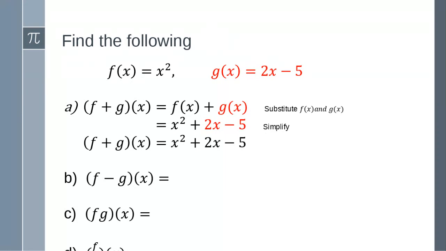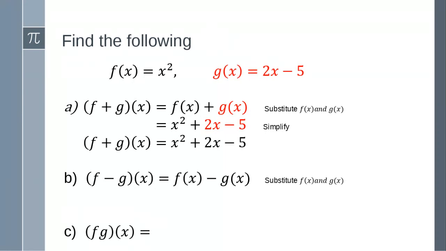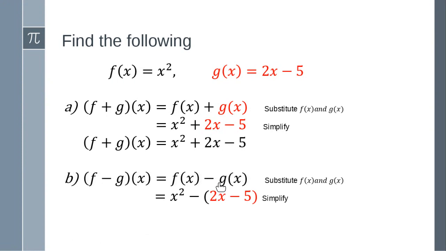Okay. How about the subtraction, okay? Subtract f of x with g of x. We have to worry about this subtraction symbol. It's our negative that we have to distribute. A negative with a positive 2x is going to give me a negative 2x. A negative with a negative 5 gives me a positive 5. Again, there are no like terms that we can combine, so that would be my answer. X squared minus 2x plus 5.